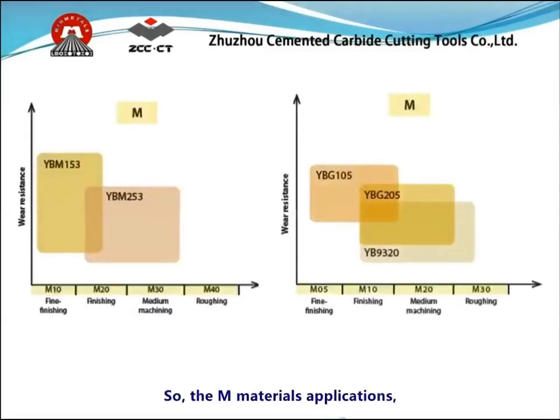So, the M material applications. The key point is that for different applications, we have offered different solutions and options. The YBM series, the CVD coating, is for continuous processing such as turning, parting, and grooving applications on stainless steels. The YBG series and YB9320, the PVD coating, however, could be adopted for a wider range of applications such as interrupted cuts, milling, machining, or on other materials.